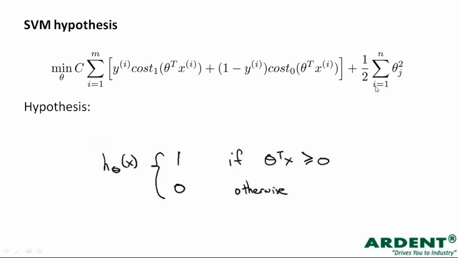Here we have summation from j equal to 1 till n, 1 upon 2, theta square j. Okay, so this is the formula. This is the only change for the SVM. And here also theta transpose x should be greater than or equal to 0. So classification here also for SVM will be either 0 or 1. Getting the point? Discrete classification.